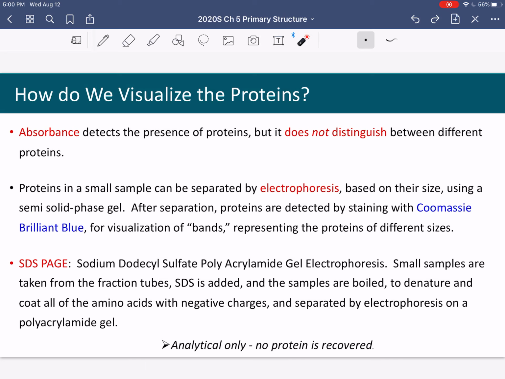So again, it's analytical. We'll take a small sample, about 10 microliters, from a fraction tube, which usually has 10 milliliters. So you're taking 1/1000th typically of your sample. You boil it in SDS and that unfolds the protein and forms that linear polymer or polypeptide, and you run it on a gel. No protein is recovered after SDS-PAGE.